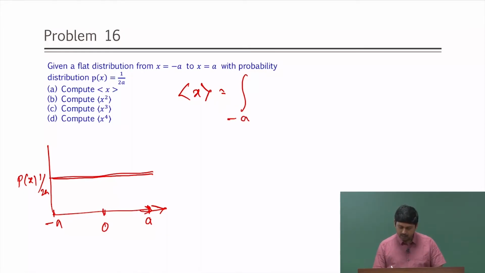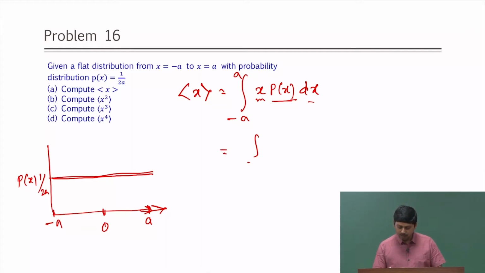The range of x is from minus a to plus a, and the average of x is nothing but the integral of x into p x dx. So, this is the formula. The reason is that any quantity that we are going to take the average of has to be weighted by the probabilities of obtaining that, and then dx is nothing but the integration sign.